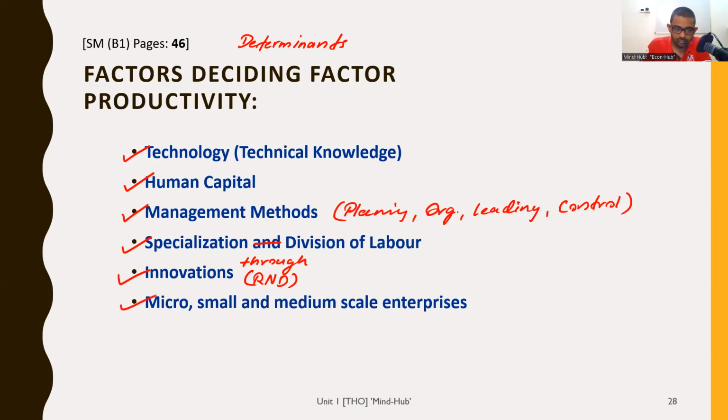Right. Then micro, small, and medium scale enterprises, which is the backbone of any economy, including the Sri Lankan economy. So the more we develop micro, small, medium scale enterprises, our productivity will improve. Right. These are what we call the standard determinants. So this is for factor productivity. So when we say factor, it's for labor, land and capital, all three factor productivity, general points.